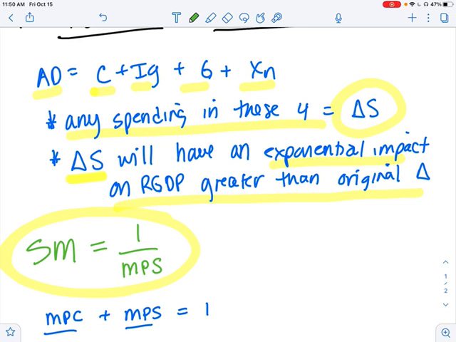What if you don't have the MPS? Then what? Then you have to think about maybe you have the marginal propensity to consume. So because these add up to 1, if you have the marginal propensity to consume, you also can calculate this number. You just have to subtract it from 1. Okay? So the MPC and the MPS add up to 1.